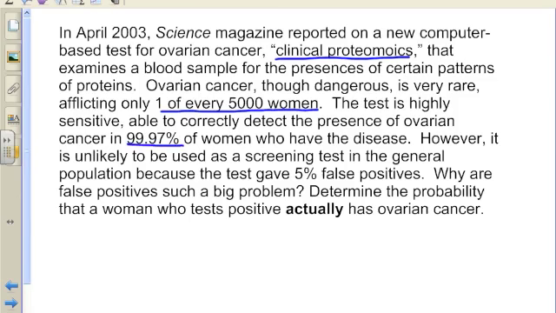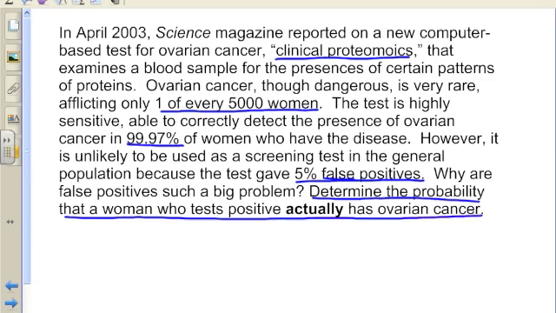However, it is unlikely to be used as a screening test in the general population because the test gave 5% false positives. Now, false positive is just what it sounds like. The test comes back positive, but that is false. It's not true. So you don't have cancer, but the test is still saying positive. Why are false positives such a big problem? That's what we're going to explore, because 5% false positive doesn't sound so bad. So to help us answer that question, here's what we're going to be doing. We're going to determine the probability that a woman who tests positive actually has ovarian cancer.